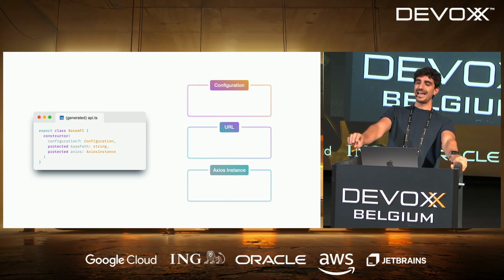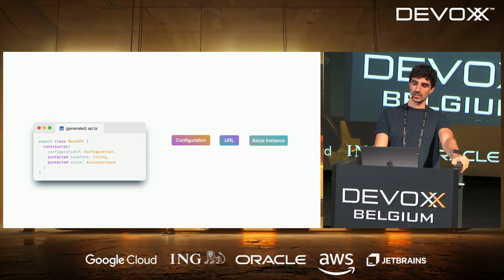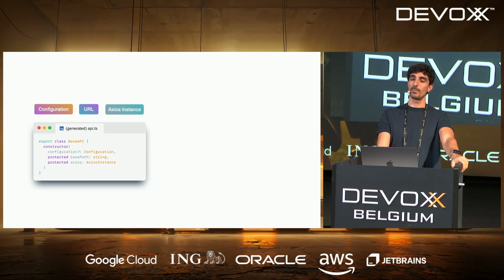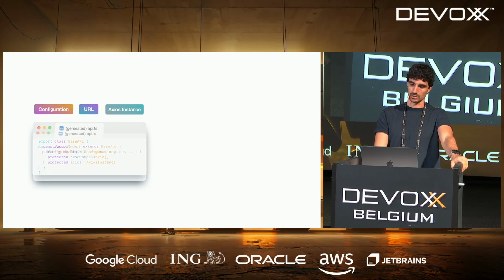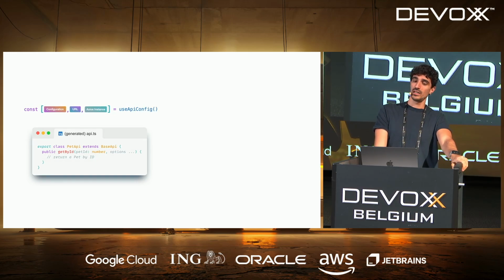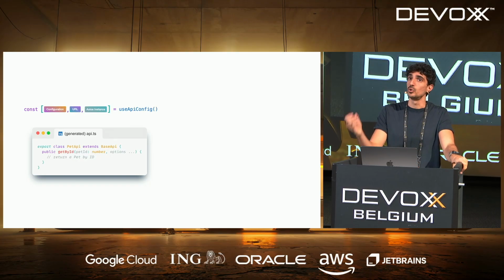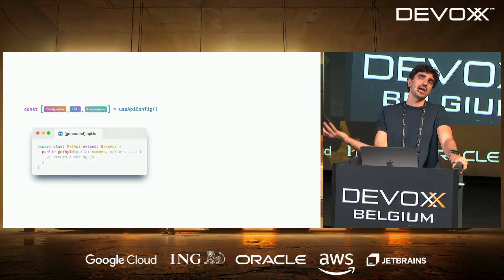Nice. So let's extract this configuration, URL, and Axios instance. Let's put it on the side for the moment, and let's go back from base API to the implementation, pet API, right? Now, imagine that we have a hook already available that provides us with configuration, URL, and Axios instance. We call it useApiConfig. Now we can start building our component using the pet API the way I showed you before, which is the most common way of doing things.